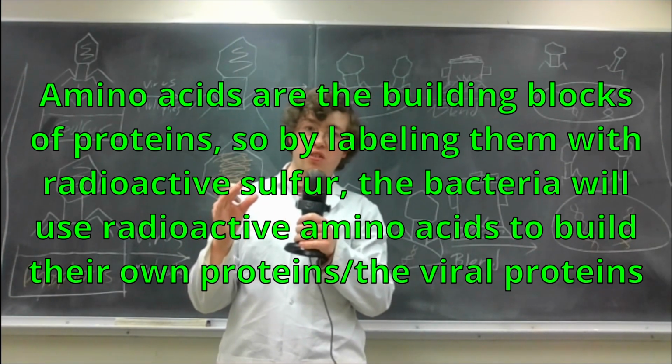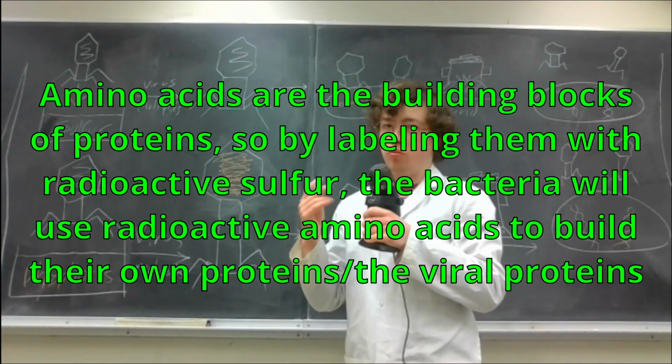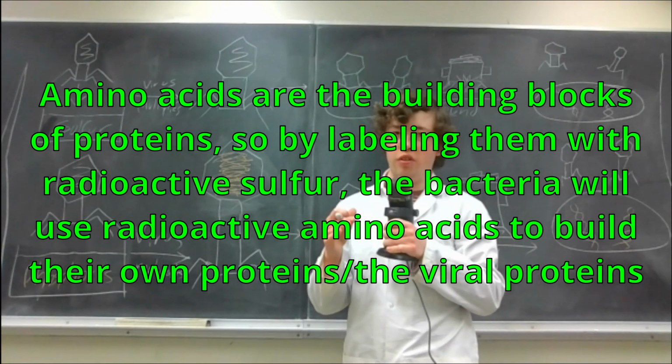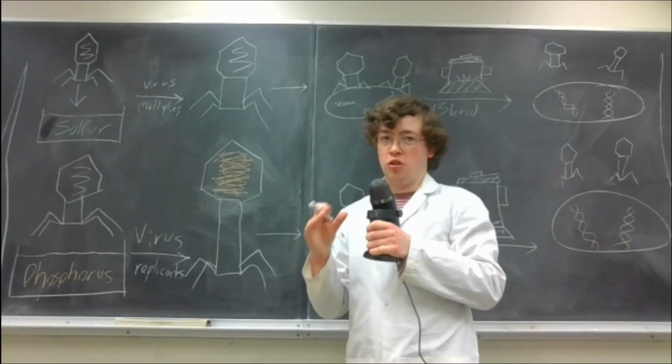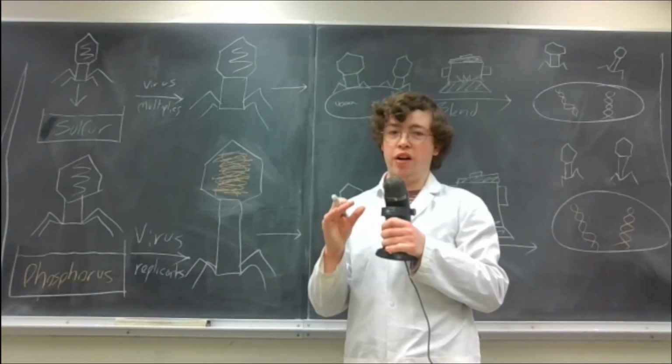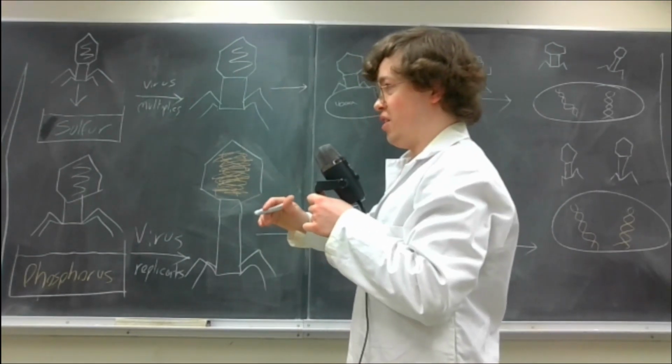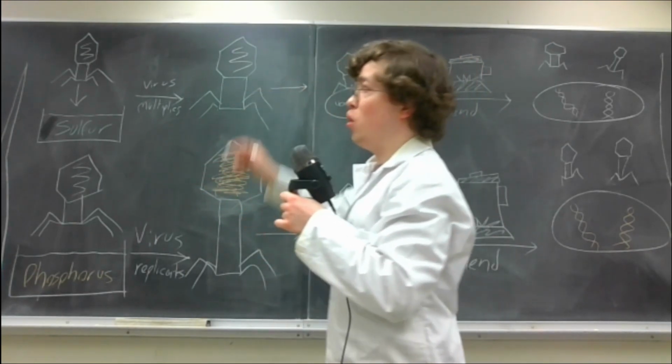When a virus infects a bacteria cell, it takes all the resources and the machinery of the bacteria and uses them to turn the bacteria cell into a virus factory. It uses that bacteria cell to then mass produce more viruses.